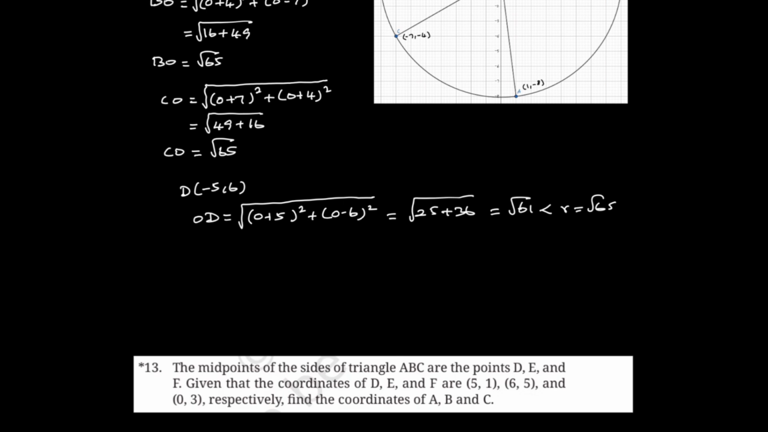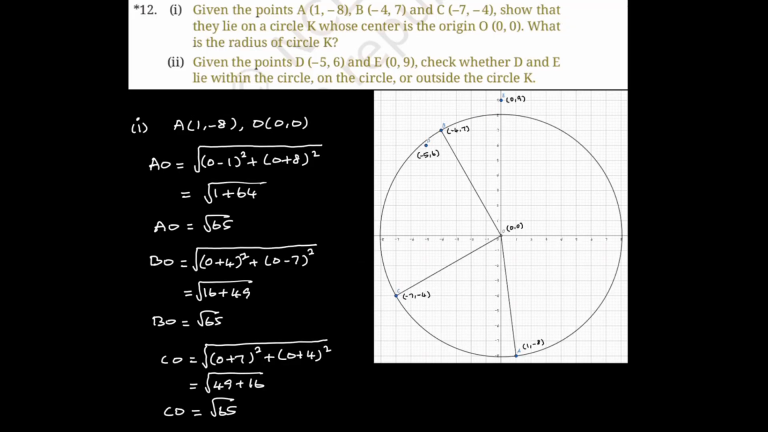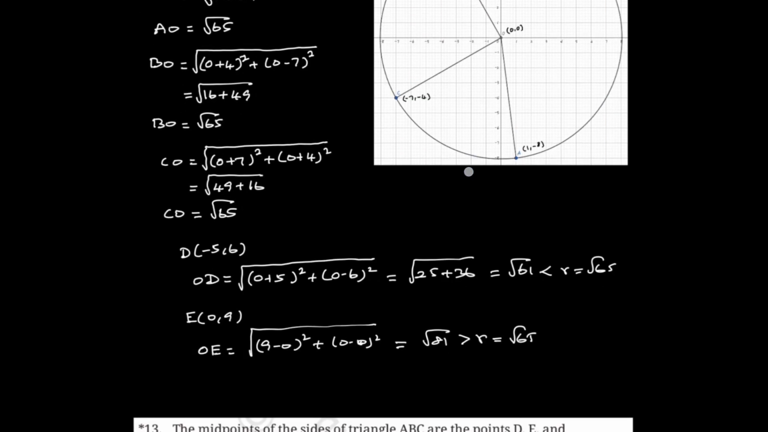Next, we can find the distance of EO. The coordinate of E is (0, 9). We found the distance of OE. The distance of OE is square root of 81. Square root of 81 is greater than the radius, which is square root of 65. The meaning is that the point E lies outside the circle. See this diagram. The point E lies outside the circle and the point D lies inside the circle. So we can prove the statement by using the diagram as well as by using the distance formula.